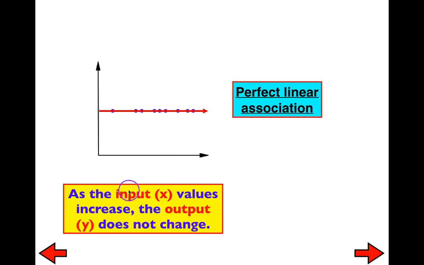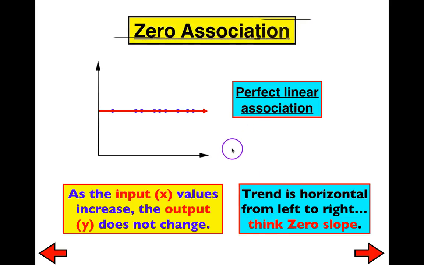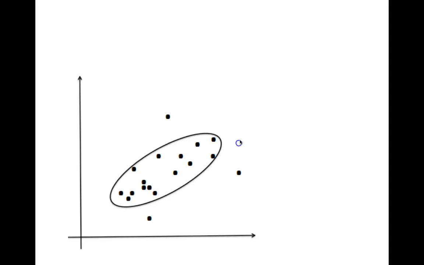However, as the input X values increase, the output Y does not change. So the trend is horizontal from left to right. So hopefully you're thinking this is basically a slope of 0. So I would say this is a 0 association. So once again, if you tie in what you know about slope, you can make that connection.